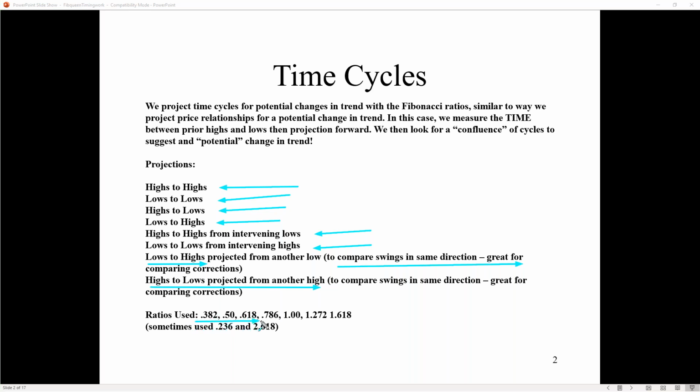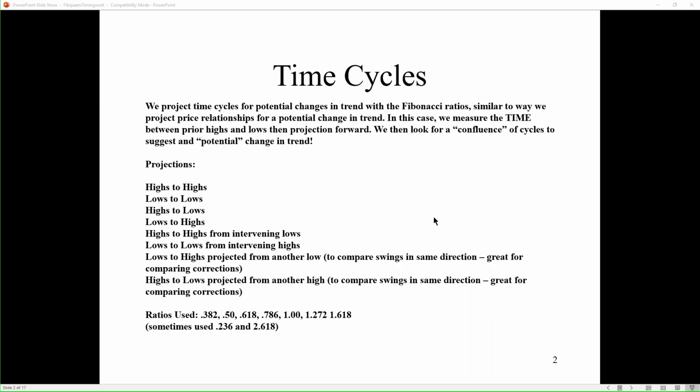Anyway, the ratios that I use are the same as what I use for the price analysis. I'm using 382, 50%, 618, 786, 1272, 1618. Occasionally, I will use a 236. I don't use 236 often with timing, and then I will use 2618. So there are a lot of swings on the chart to find these clusters of timing.